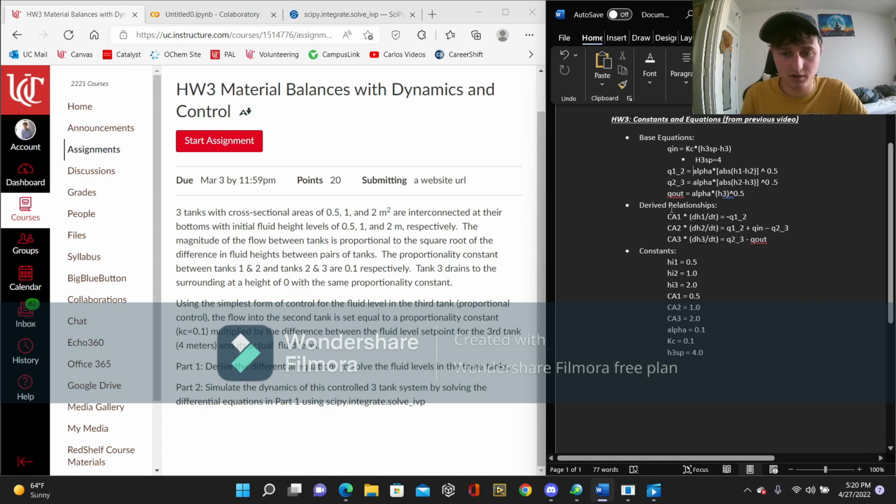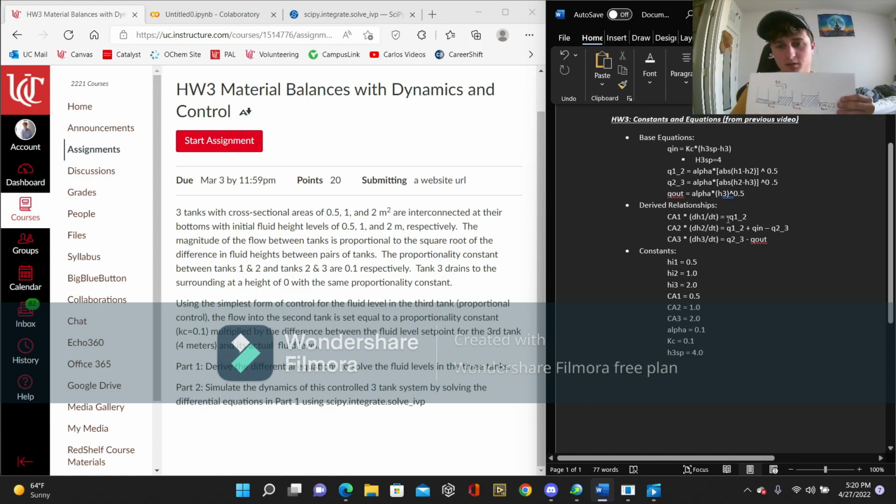So we have our cross-sectional areas, which we saw up here, multiplied by our change in height. That's pretty much just going to equal the change in volume, because area, meters squared, times height gives you volume, and that's going to be equal to the negative flow rate out between tank 1 and 2.